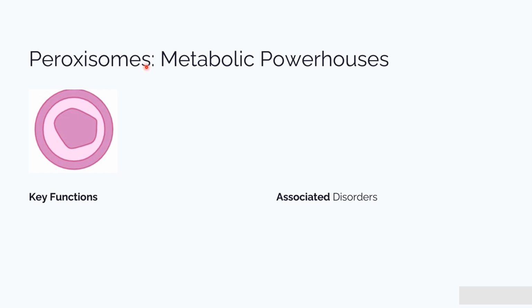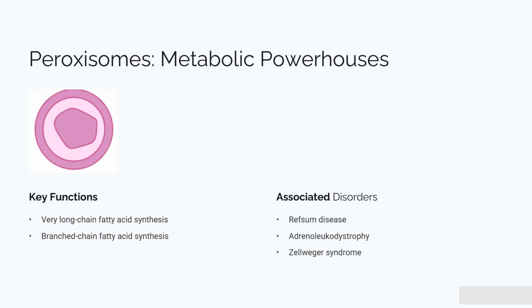Let's see the other organelle. It is the peroxisome. They are the metabolic powerhouse. This is because they synthesize very long chain fatty acids and also branched chain fatty acids. So both of these fatty acid syntheses happen in the peroxisome. What are the associated disorders? There are some diseases, adrenoleukodystrophy as well as Zellweger disease. All happen in the peroxisome.